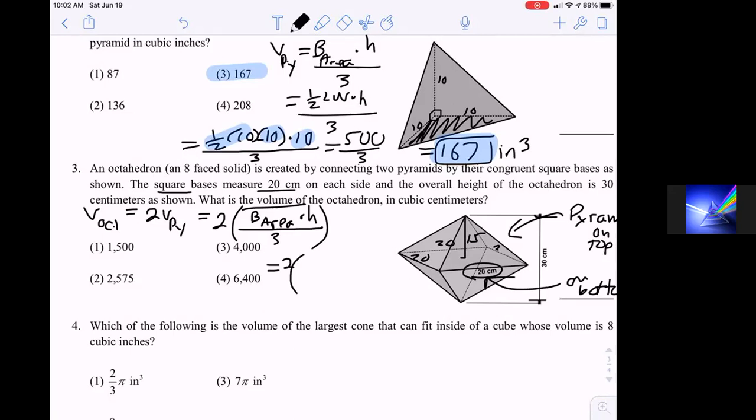So the area of the base would be 400, so 20 times 20, times the 15, which is the height, and then divide by 3 for the fact that it is a pyramid. Once we multiply all that and double it, we have 400 times the 15, and then divide by 3 is 2,000, and then double that, we get 4,000 cubic centimeters.